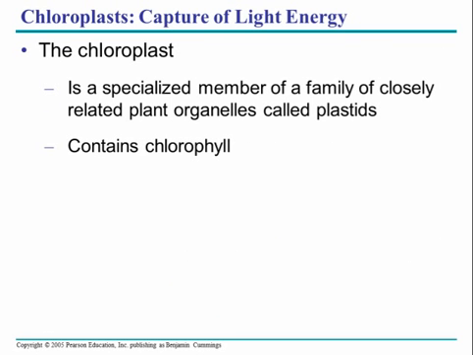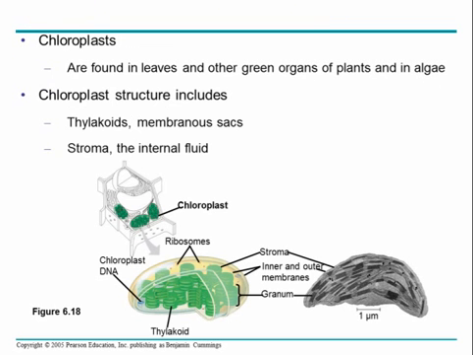The chloroplast itself is a member of the plastid family. There's all different kinds of plastids. The chloroplast is just a very common one. They all serve similar functions, and it contains chlorophyll, a pigment that helps to absorb the sun's energy. They're found in leaves and other things like algae, as we said.